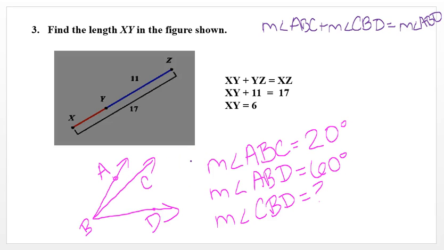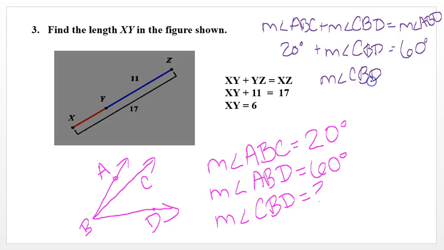So what we're going to do here is plug away. We know that ABC is equal to 20. And then we don't know this one, that's what we're asked to find. And then the measurement of angle ABD, that's 60. So you got your equation here. Solve for angle CBD, which is 40 degrees. Okay, so that's how you use the angle addition postulate. Very similar to the segment addition postulate.